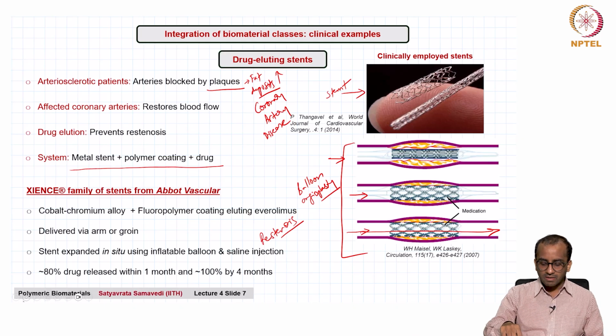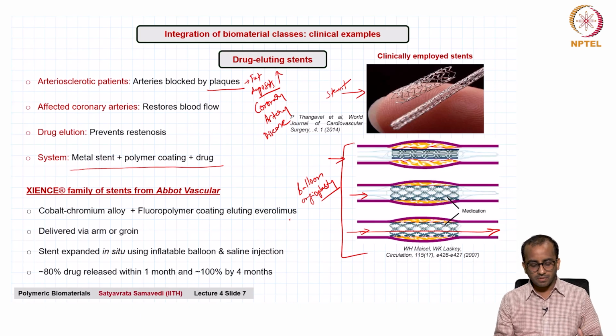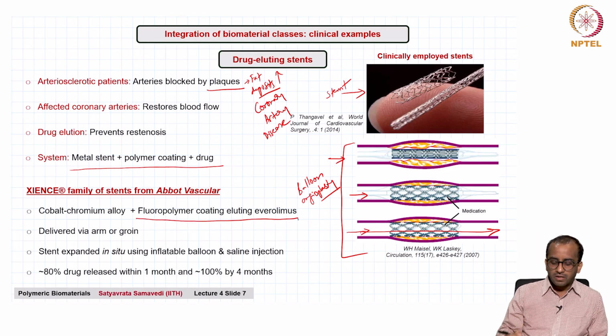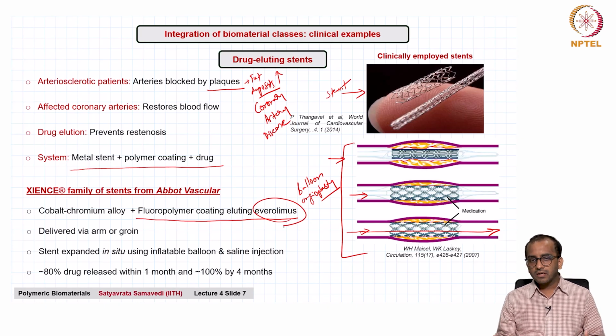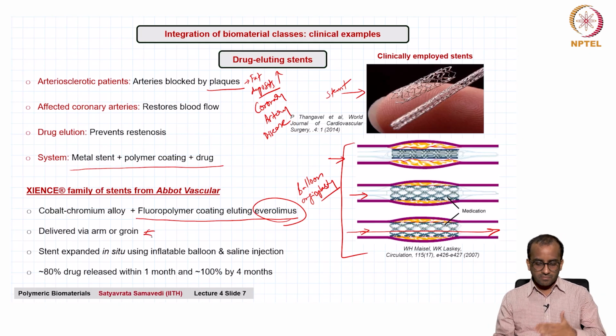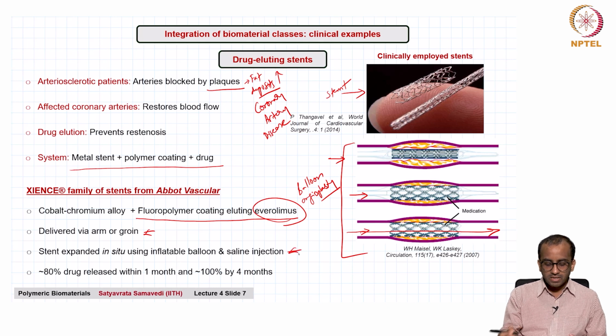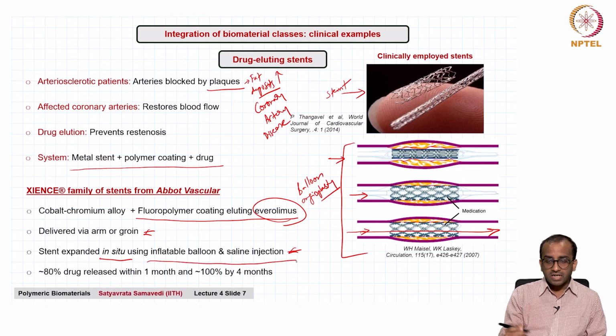Commercially, we are looking at just one example of that, where this family of stents from a particular company are essentially cobalt chromium alloys with a fluoropolymer coating, releasing this drug called everolimus, which essentially is a drug that inhibits excessive cell growth. This is typically delivered via the arm or the groin, and like we saw earlier, the stent is expanded in situ. In situ simply means on site, at the site of action, using an inflatable balloon and a saline injection.